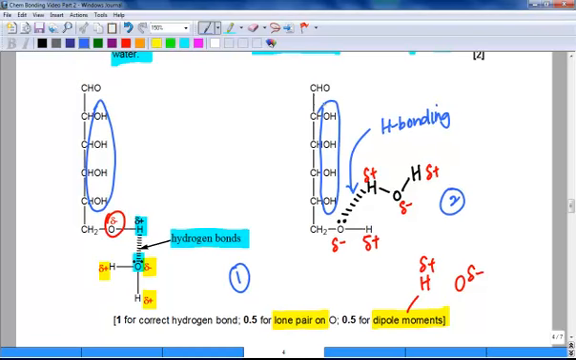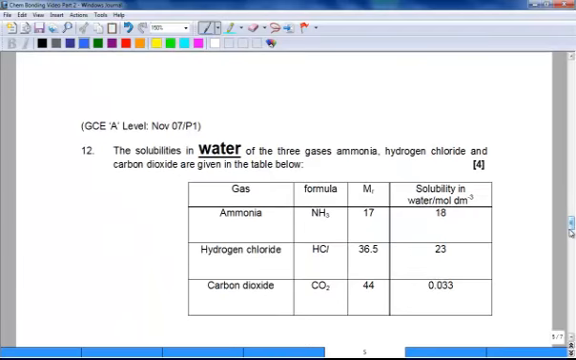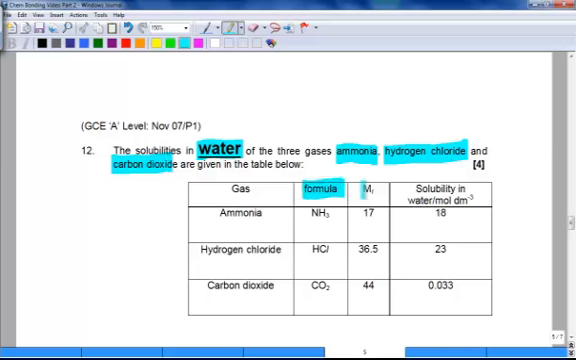Moving on from here, there is another solubility question. Let's take a look at it. For question 12, we are talking about the solubilities in water of the three gases, ammonia, hydrogen chloride, and carbon dioxide, given in the table. So they have given you the formula, the Mr, and also solubility in water. So all these values, 18, 23, 0.033, and they give you the units as moles per dm cube.